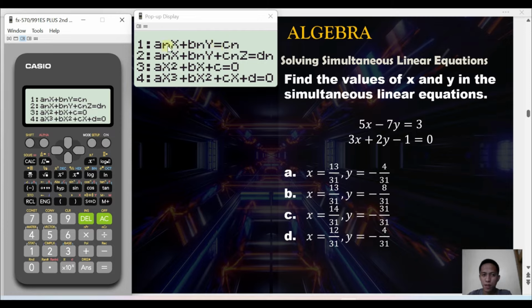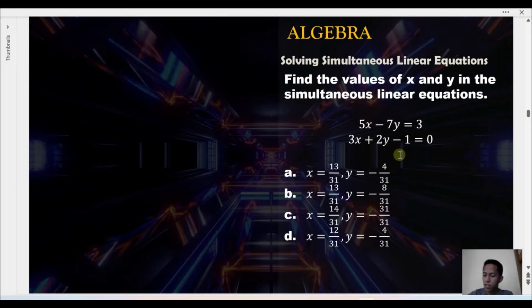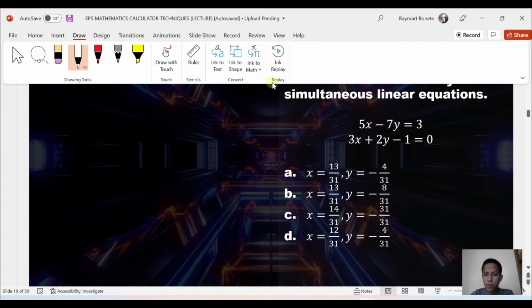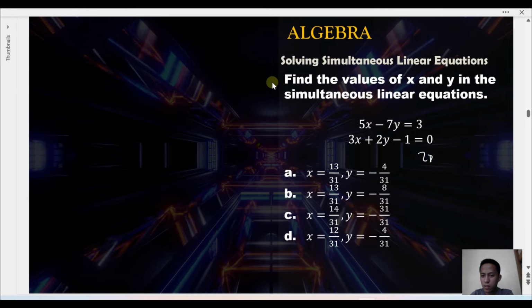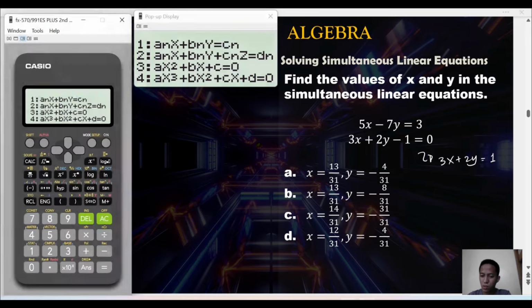So, yung a sub n is the coefficient of your x, b sub n is your coefficient of y, and c sub n is your coefficient, or the constant. C sub n is the constant. So, ito guys, change lang natin yung form niya. So, itong equation na yan, magiging 3x plus 2y. Okay, add tayo ng 1 both sides, magiging equals 1. Okay, so ginawa lang natin yung form na ax plus by is equal to c.